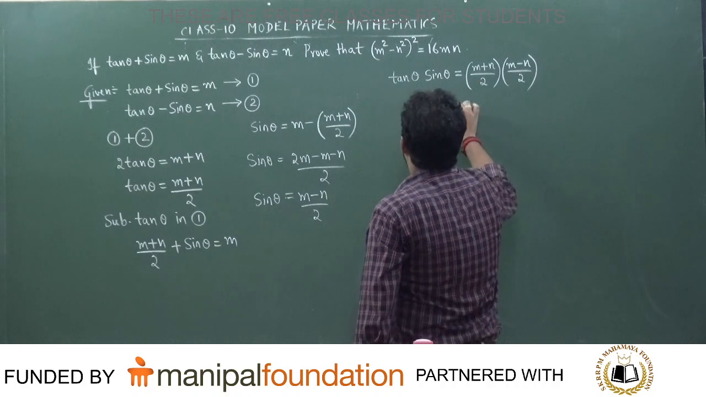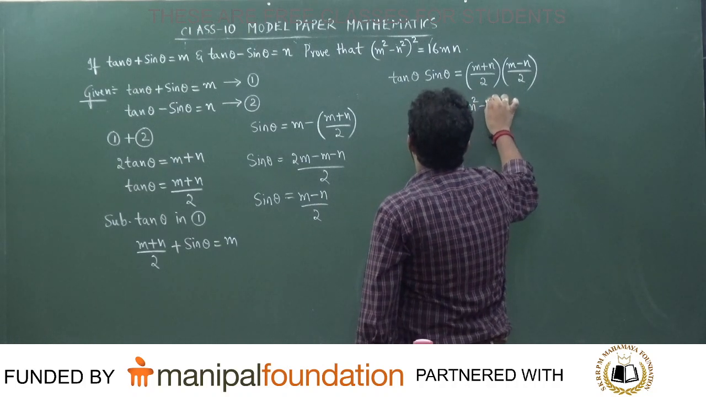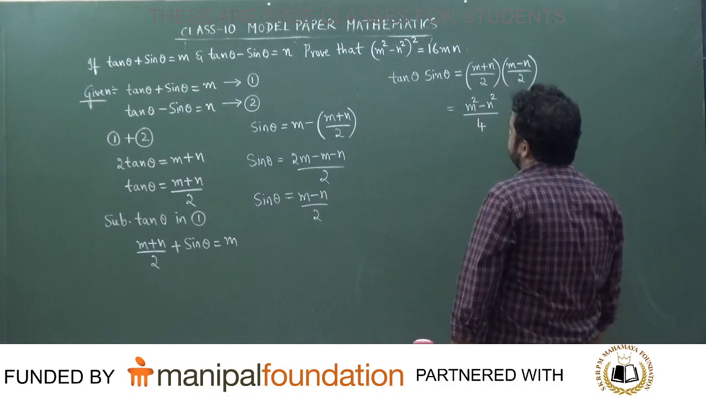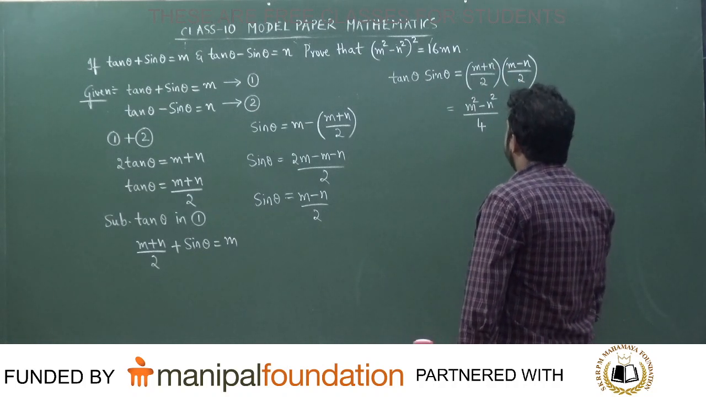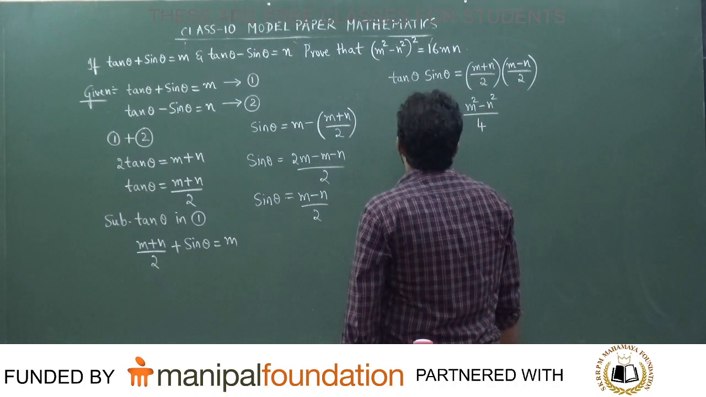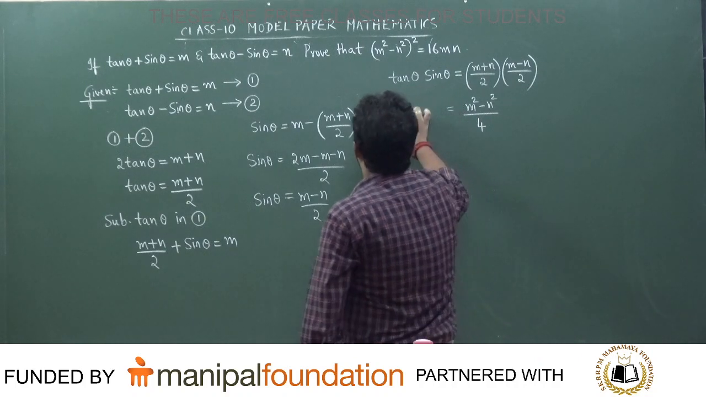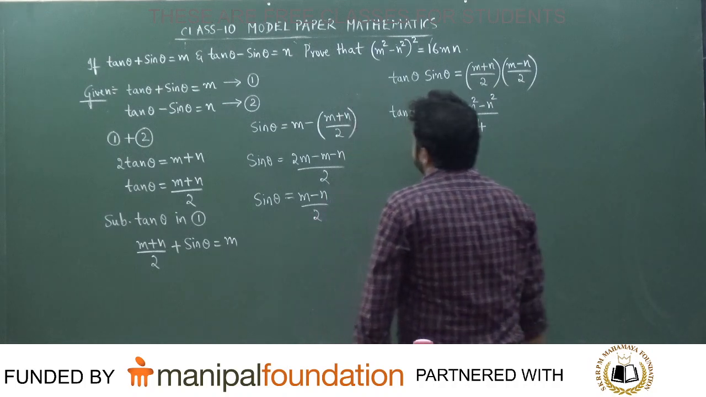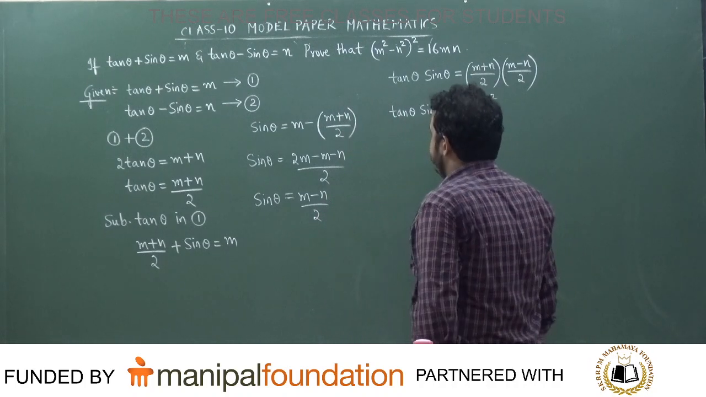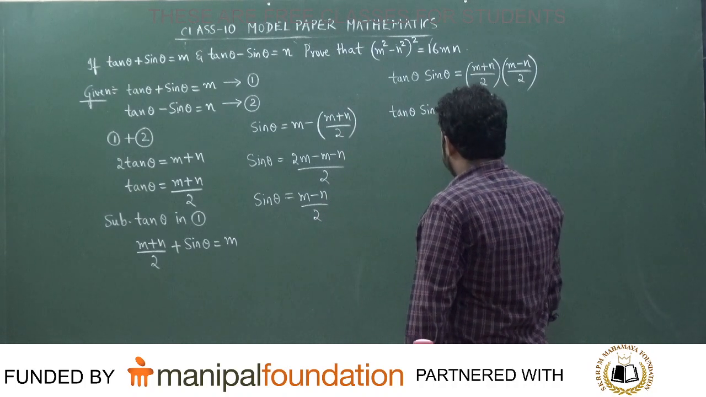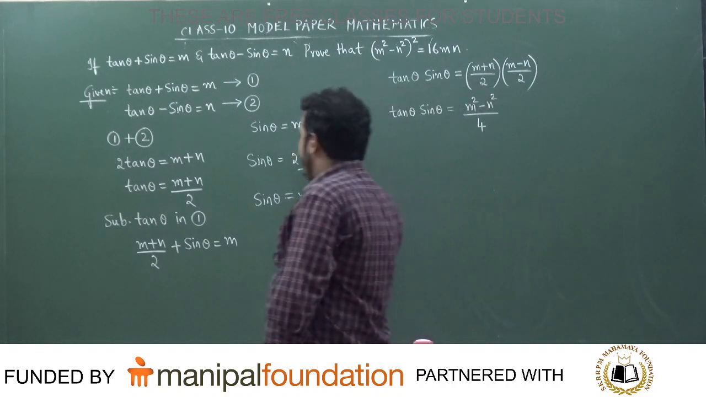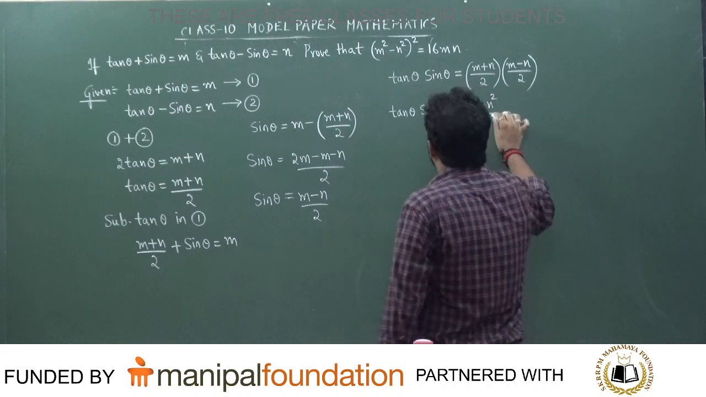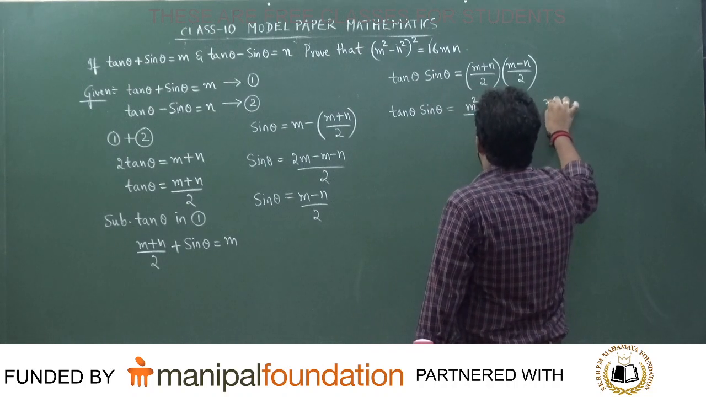So I will get here, this is nothing but m square minus n square divided by 4. M plus n into m minus n is m square minus n square divided by 4. That is equal to tan theta into sin theta. Is it right or not? Yes, students. Let me call it equation number 3.